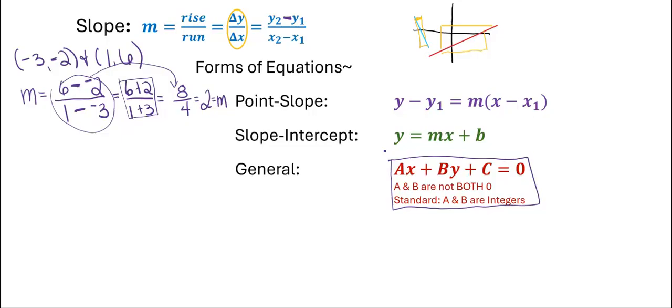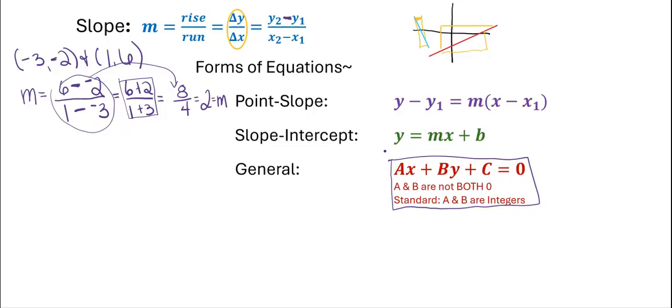A and b are not both 0. You're going to have either an x value or a y value. If they were both 0, then you would have the constant equal 0, and that's not true, because unless the constant is 0, you wouldn't have anything. In order to have the general form of an equation, you have to have either an a value that's not 0 or a b value that's not 0, or both. Well, obviously both don't have to be 0. And then the standard is that a and b are both integers if you want it to be fully standard.